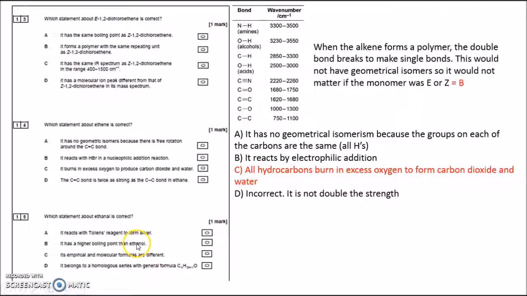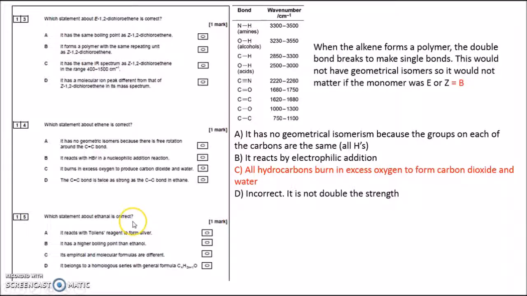So that'll have a high boiling point, higher than ethanal, which has just got polar bonds and dipole-dipole attractions between the C double bond O, which is a polar bond, and other C double bond O's of nearby molecules. Its empirical formulas and molecular formulas are different. No, they're not. They're the same.